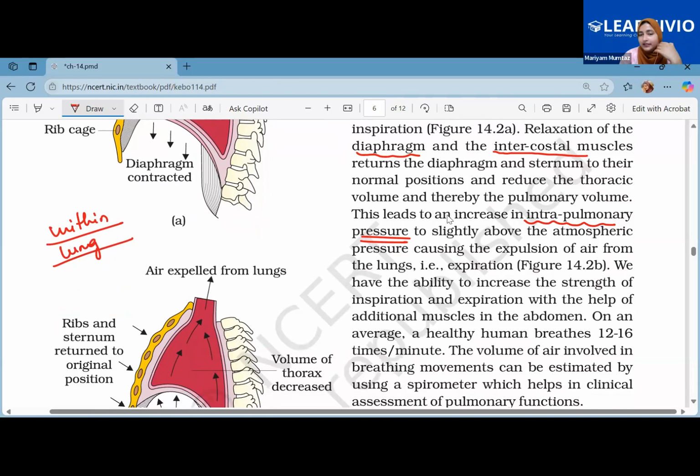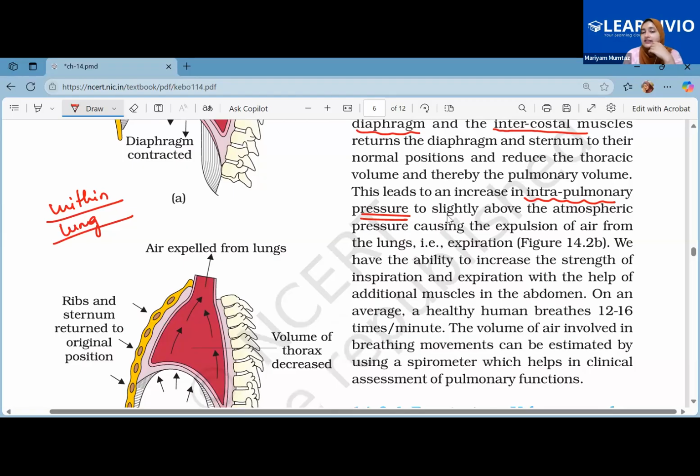So we have the ability to increase the strength of inspiration and expiration with the help of additional muscles in the abdomen. Because of our abdominal muscles, we can take a deep breath, and we can slowly breathe out also. That is because of the additional abdominal muscles that we have.